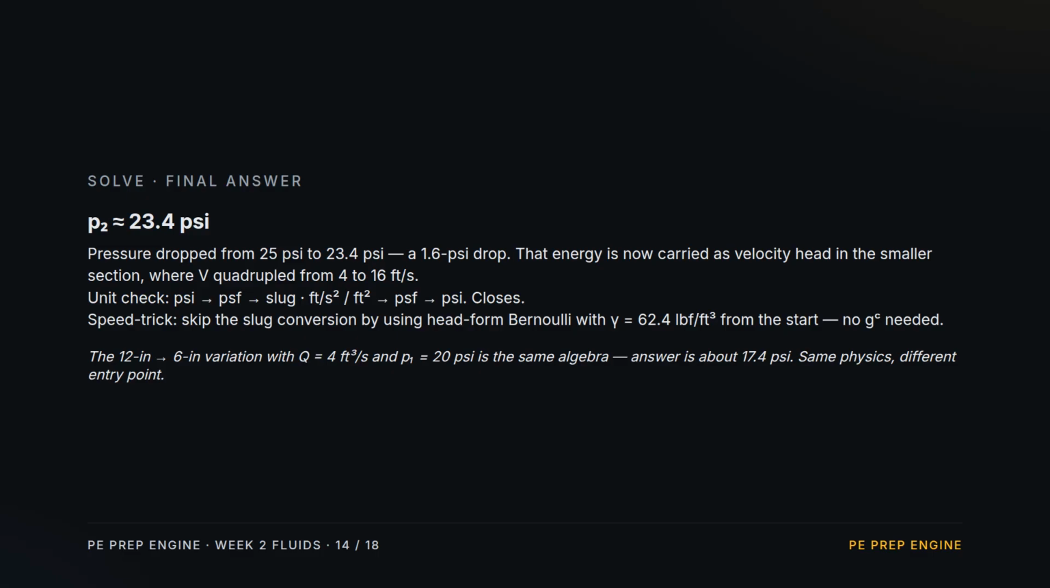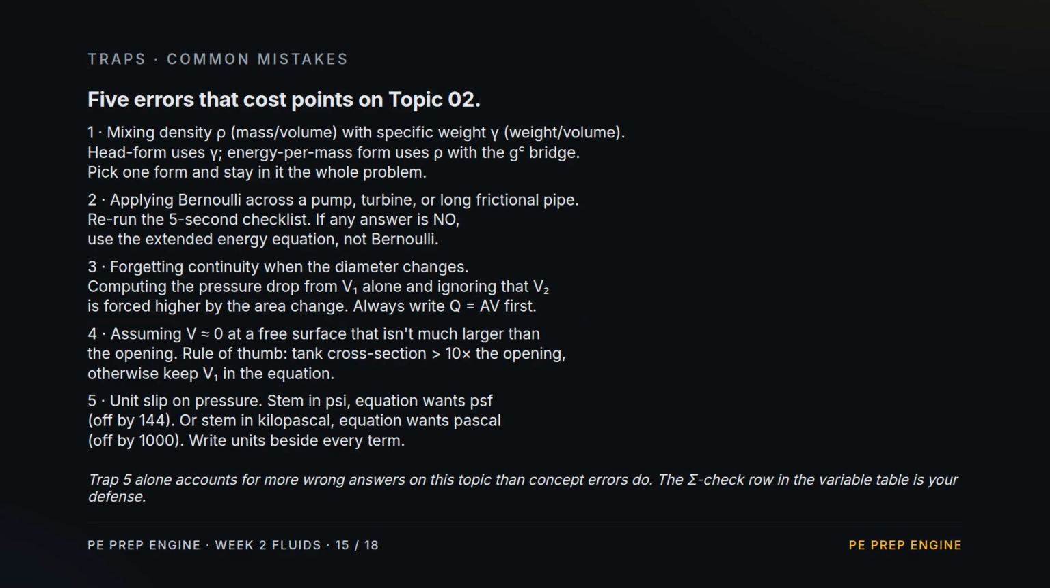Speed trick. Use head form Bernoulli with gamma from the start. No slug conversion, no G sub C, fewer chances to slip. Traps. 5 high-frequency errors. 1. Mixing density rho with specific weight gamma. Pick one form and stay in it. 2. Applying Bernoulli across a pump, turbine, or long frictional pipe. Rerun the checklist, switch to the extended energy equation.